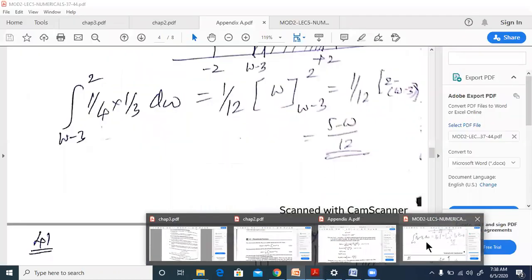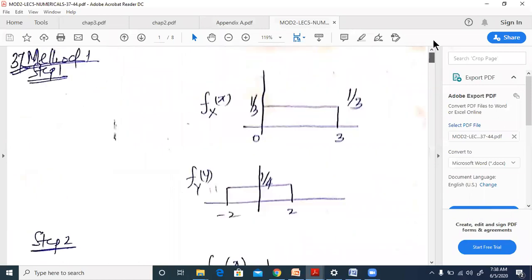So fx of x looks something like this, from 0 to 3, and the area under the fx of x, the PDF, should be equal to 1, and therefore the magnitude of fx of x should be equal to 1 by 3. Similarly, fy of y is between minus 2 and 2, and again it is a uniform distribution, so the area under the fy of y should be equal to 1. Therefore, this should be 1 by 4, because this range is 4 units, and therefore the magnitude of this will be 1 by 4.